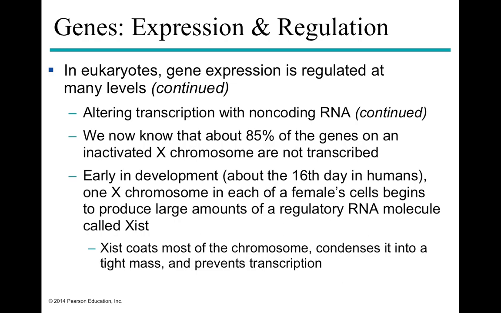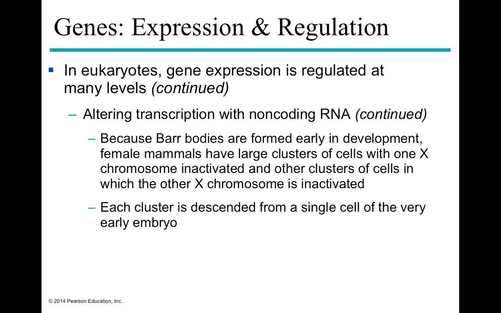Early on in development, one X chromosome in each of the cells is going to get shut down, again by the regulatory molecule called XIST, which coats the entire chromosome and condenses it down into a Barr body, or a tight mass, and prevents transcription. And again, every cell in the same lineage is going to have that same shut off. So if, for example, one set of cells in the developing embryo shuts down this X and the other set shuts down that X, from there, all of the cells from those progenitor cells are going to have the same X's shut down.